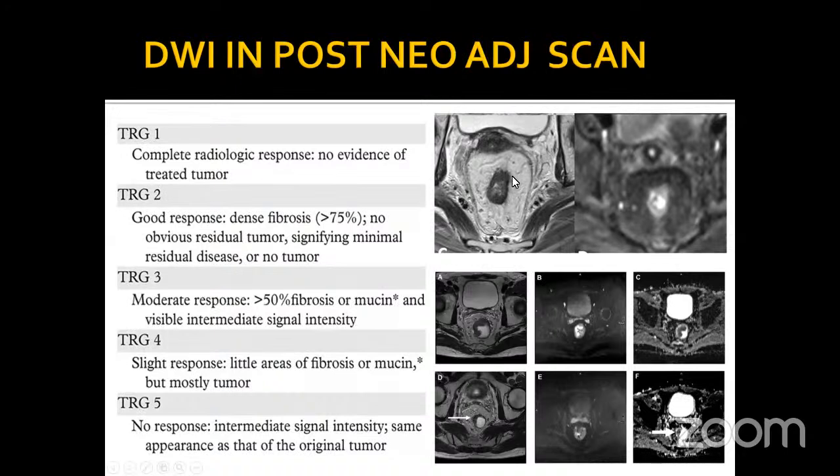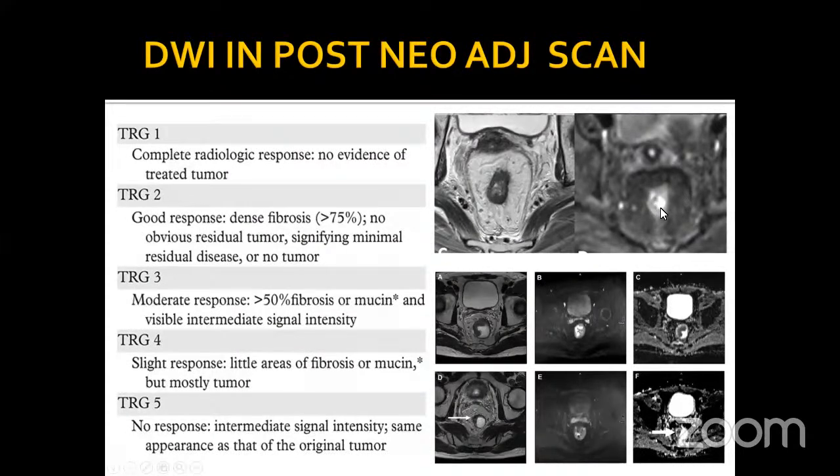If you look at this picture, there was a tumor here. MRF is completely intact, with minor infiltration beyond the muscularis propria, and post-neoadjuvant, post-radiation, there is a diffusion restricted area, but in the rest of the area, this is the MRF, this is the MRF, this is the mesorectal fat, this is the mesorectal fat.